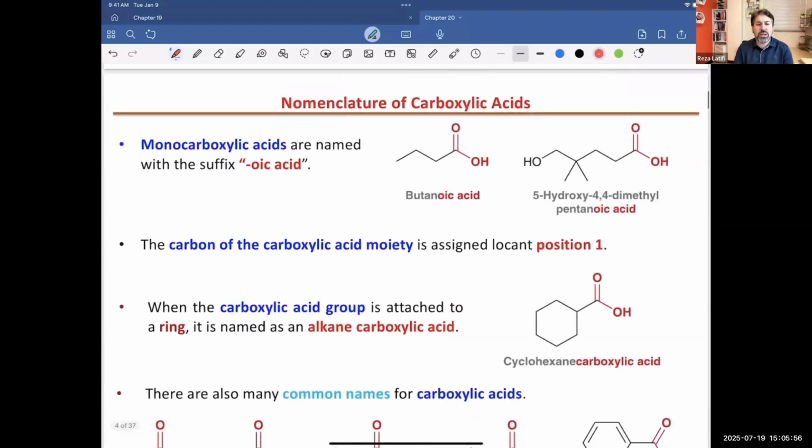Okay, let's go after the nomenclature. And nomenclature is going to be really easy. The first thing you need to know is that carbon number 1 is the carbon that is carrying, or holding, the COOH functional group.